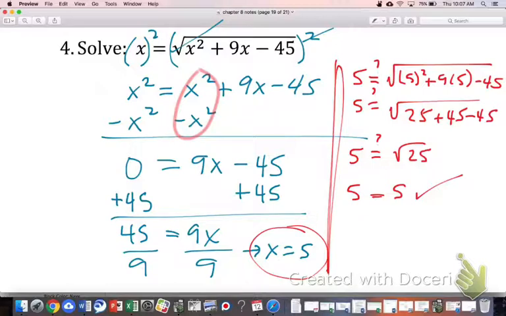So you always want to do those checks. It's very possible to do everything right and get one or more answers that actually don't work. You guys hanging in there? Any questions?